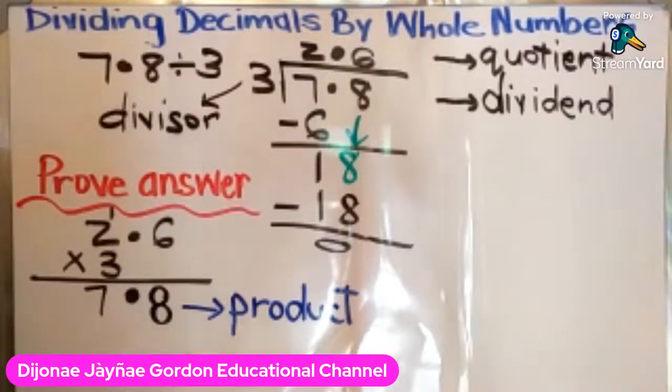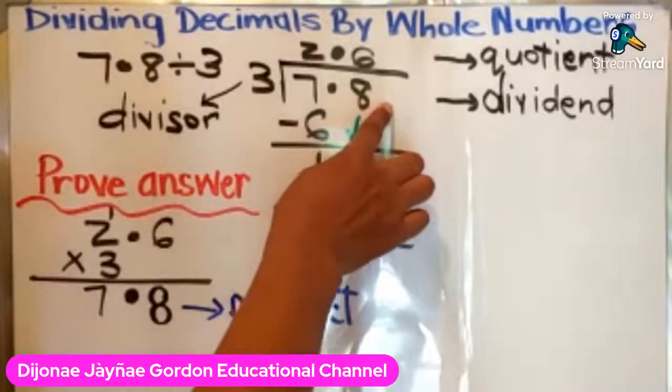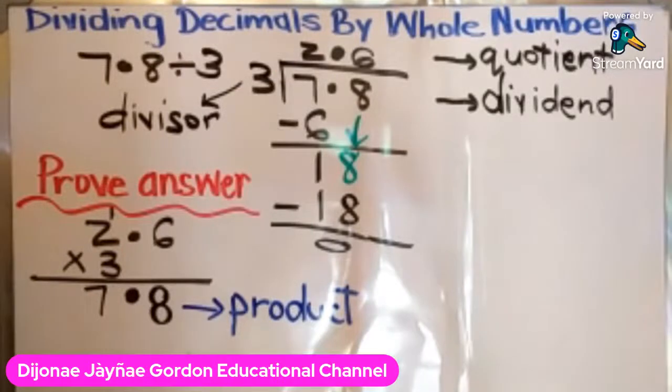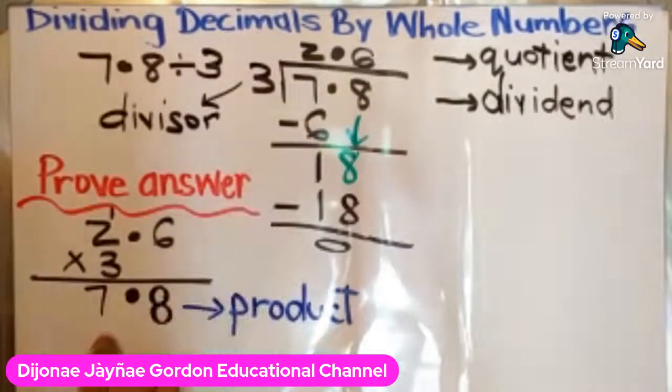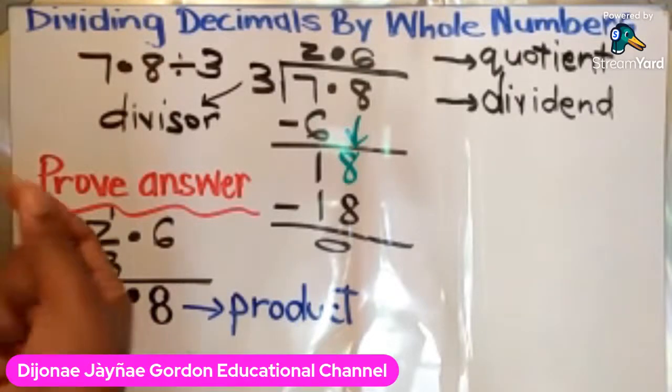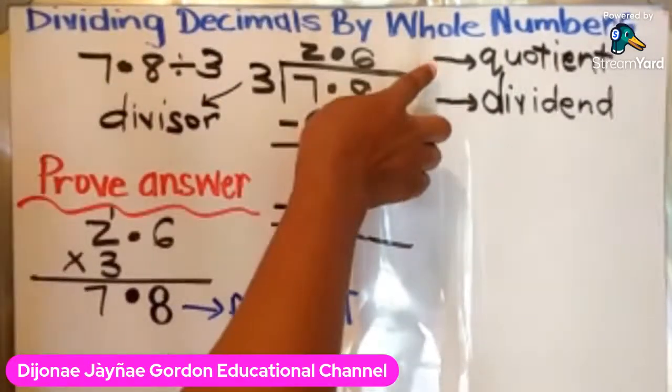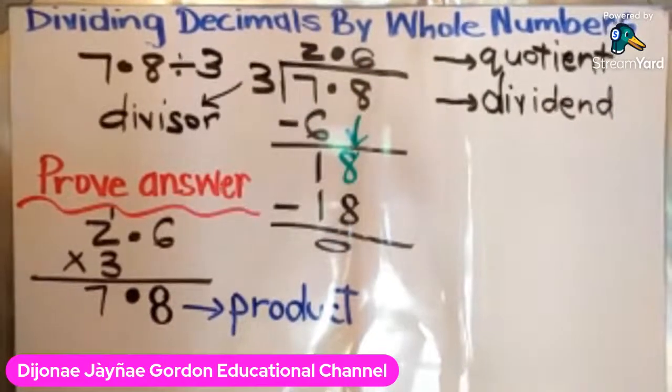All right. So let's check to see if our product is the same thing as our dividend. If it is the same thing, it simply means that our quotient is correct. All right. And of course, our dividend is 7.8 and our product is 7.8. So therefore, this is telling us that the answer, which is the same thing as our quotient for our division problem, is correct. Look at it carefully. I'm giving you some time to look at it.